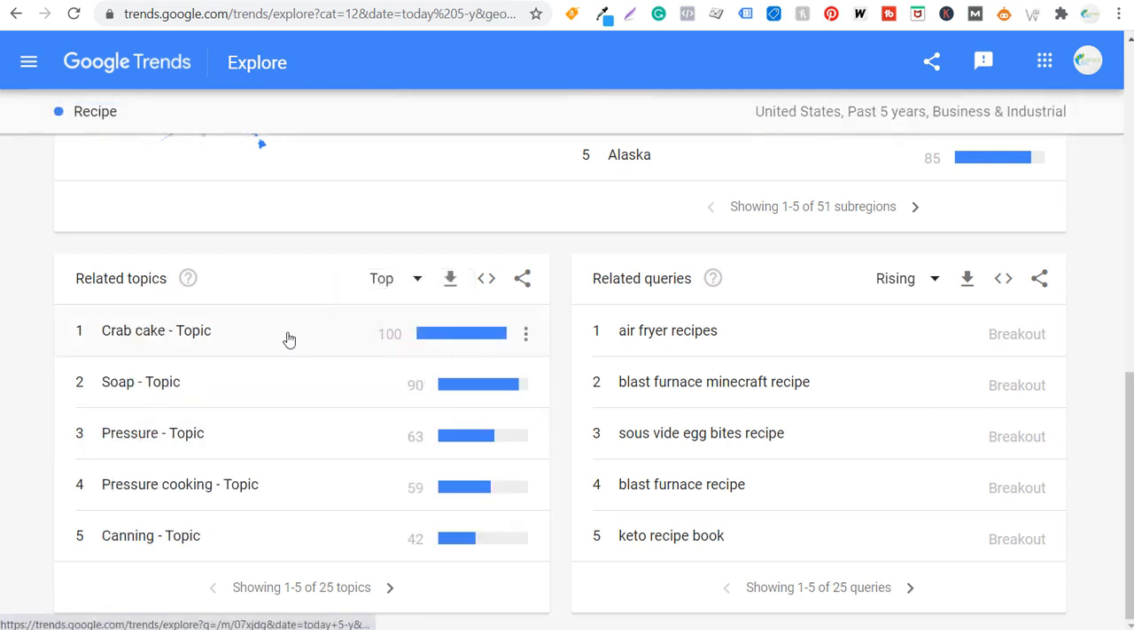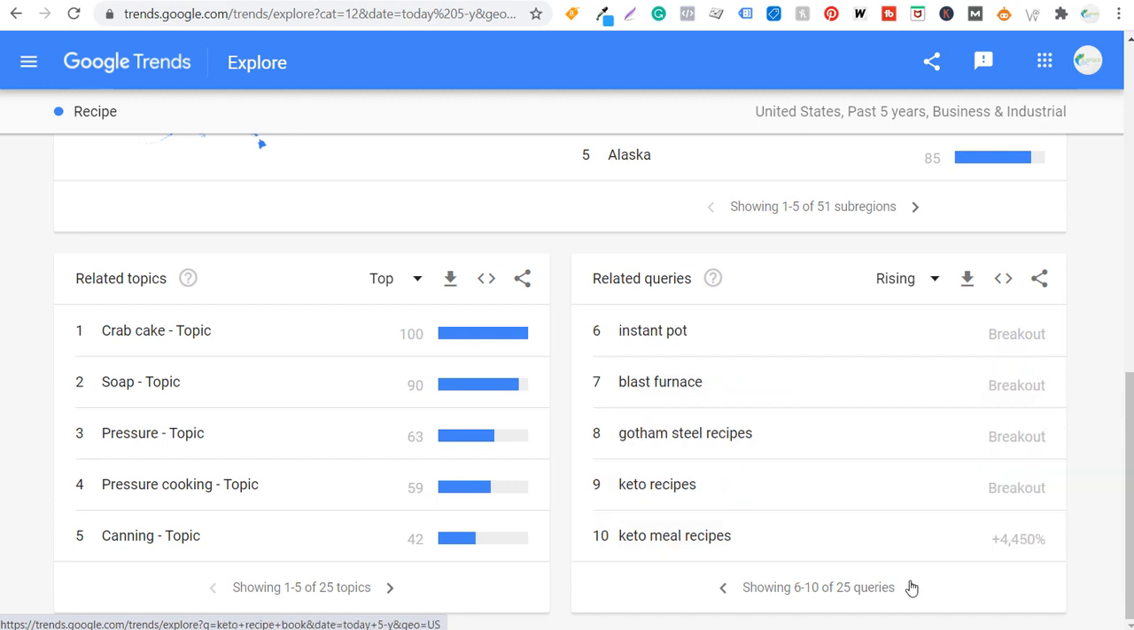If we come to top, it's going to show some of the top things people have searched for over time. So pressure cooking, canning, soap, kind of surprising to me, and crab cake, also surprising. This is at the very top. Now, related search queries, I like seeing rising here. Now, one thing you're going to see blast furnace Minecraft recipe. I have a feeling that has to do with a video game because Minecraft's in there. I really don't know, to be honest.